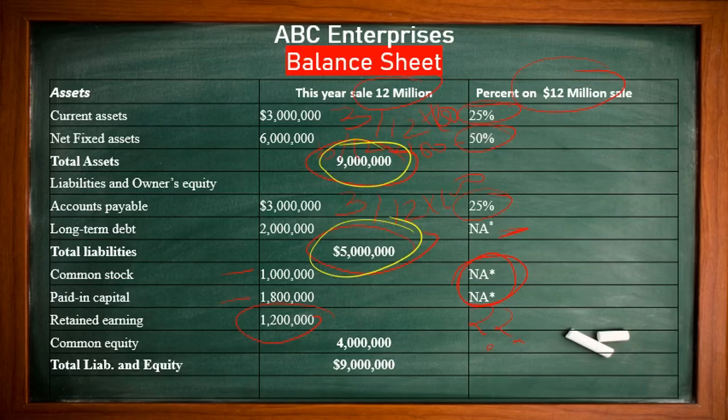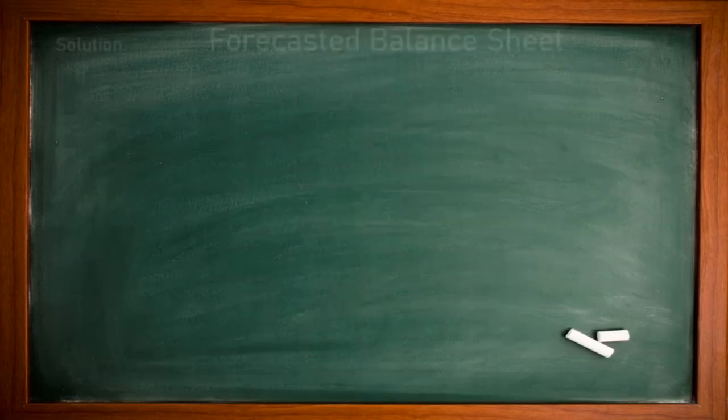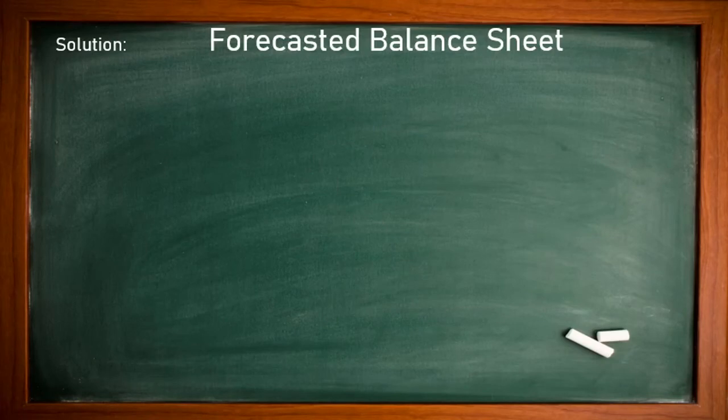For common equity, total common equity is 4 million. So 5 million plus 4 million becomes 9 million. The balance sheet shows 9 million total assets and 9 million total liability and equity. Let us go for the solution of case 2.